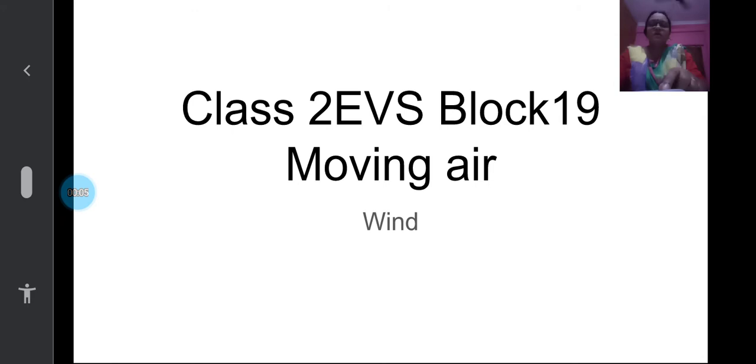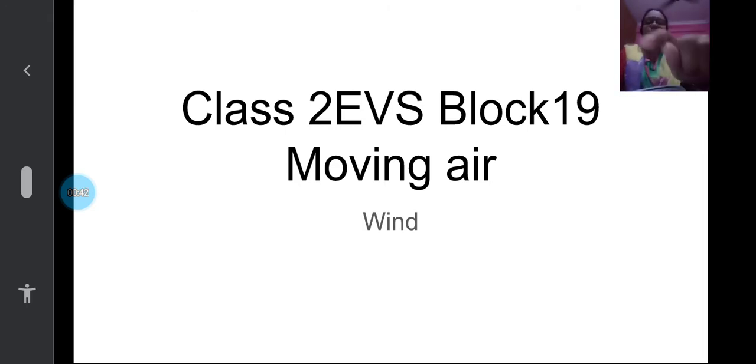Today's class we will start a new block. We will move on to the 19th block, that is moving air. Already we are learning about air. In the previous block we learned how important air is to us and also how important it is to keep the air clean, and also we learned how unclean air will affect our lungs and how it may lead to various diseases. So today we will learn some more new things about air, children.